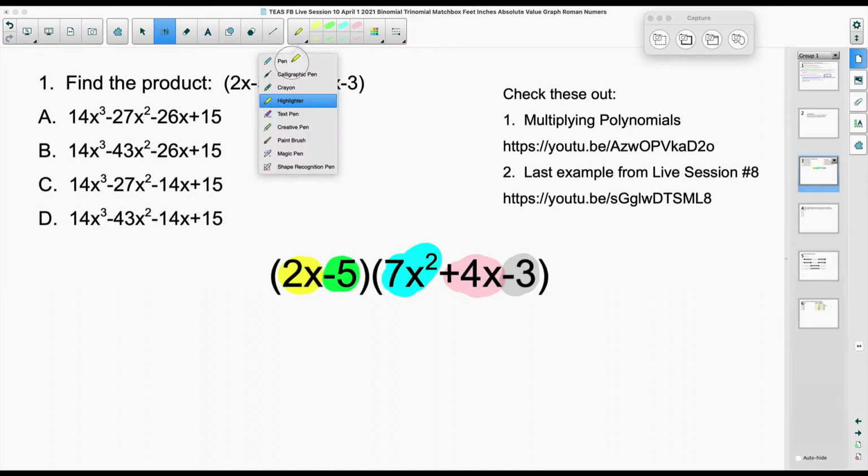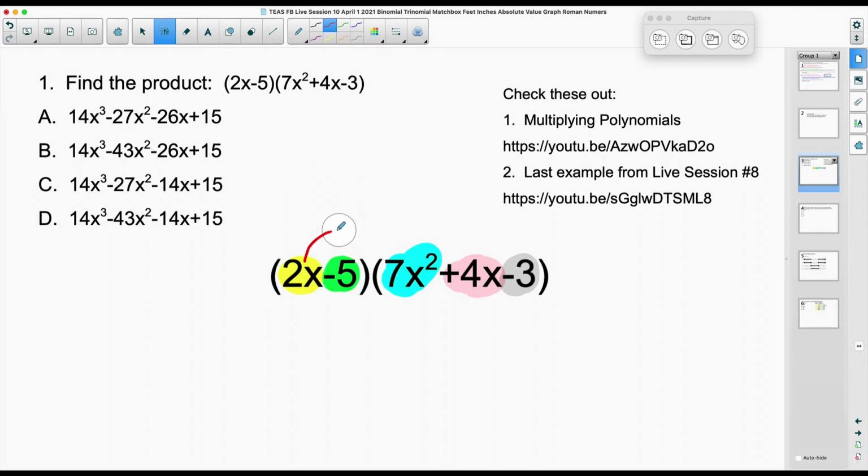Now, what we want to do is distribute every term, or every piece, in this parentheses to every piece in the other parentheses. So if I distribute, boom, boom, distributive property. If we take 2x times 7x squared, we can multiply our numbers together first. So 2 times 7 is going to give us 14.